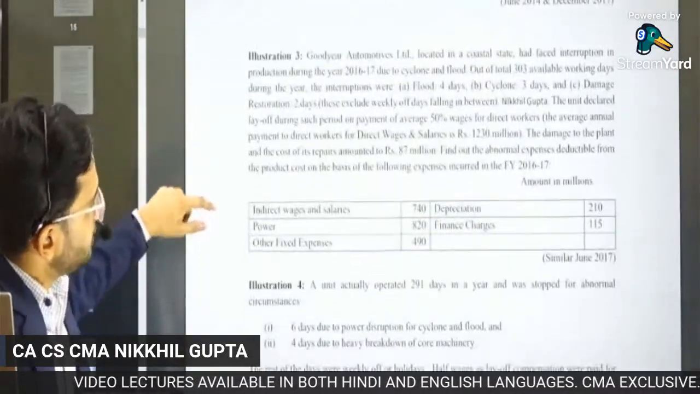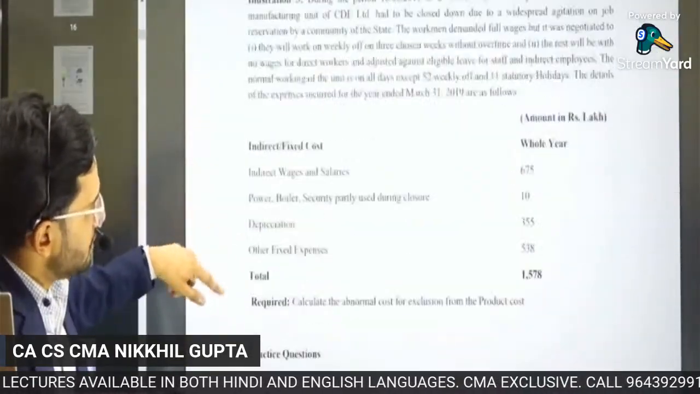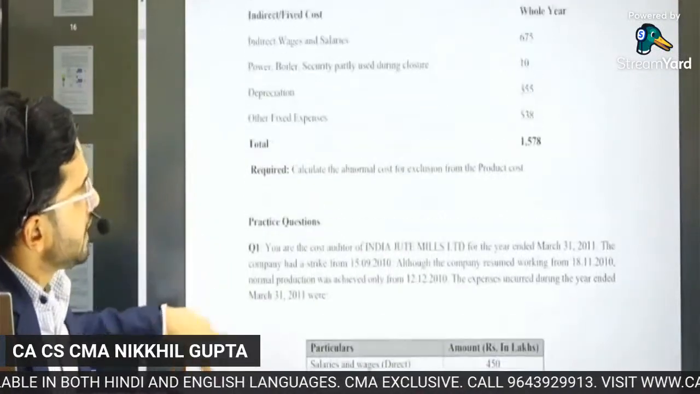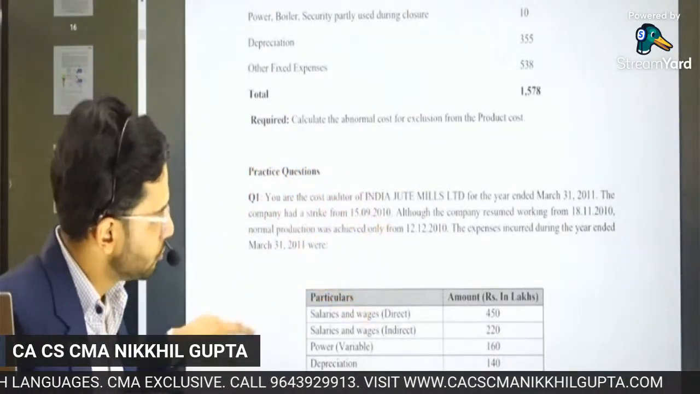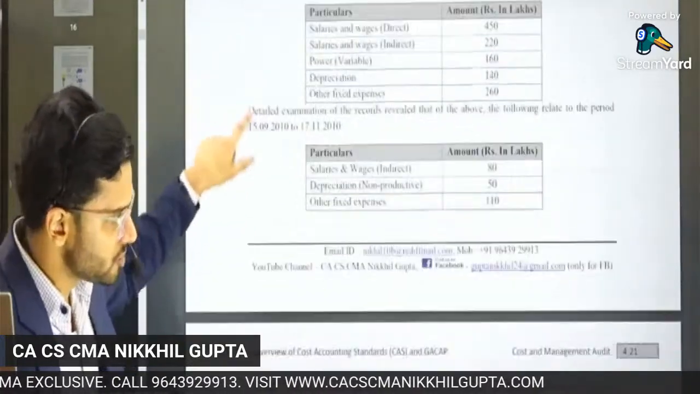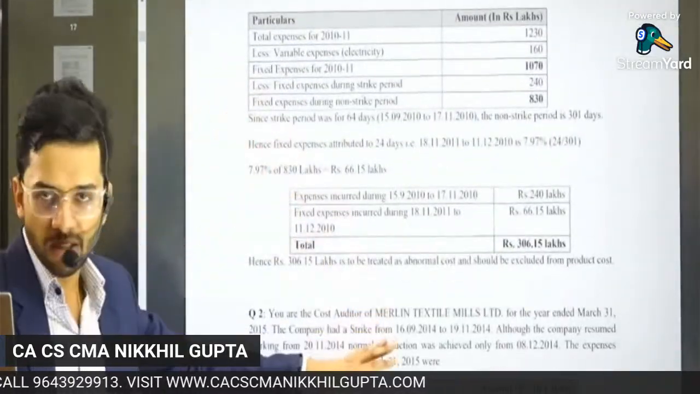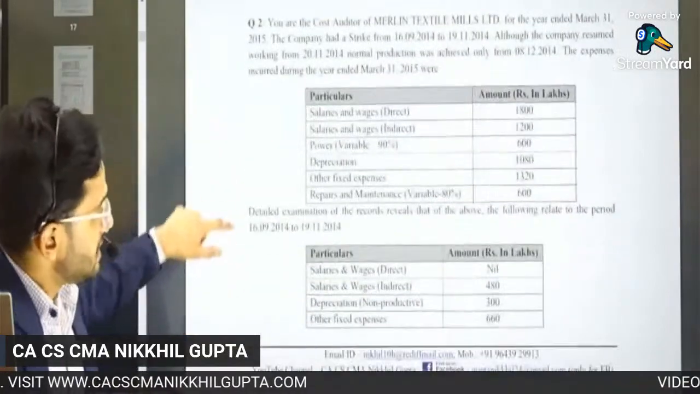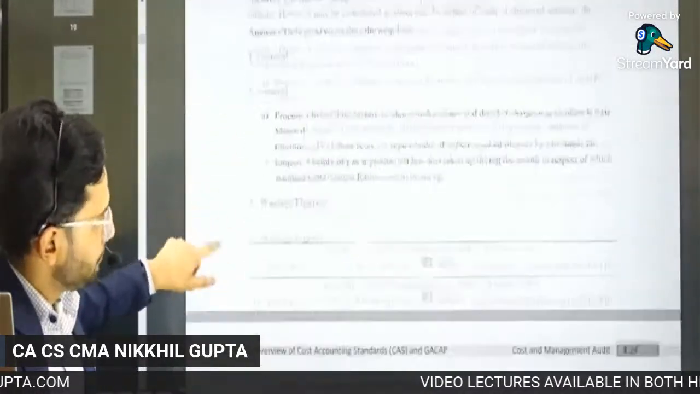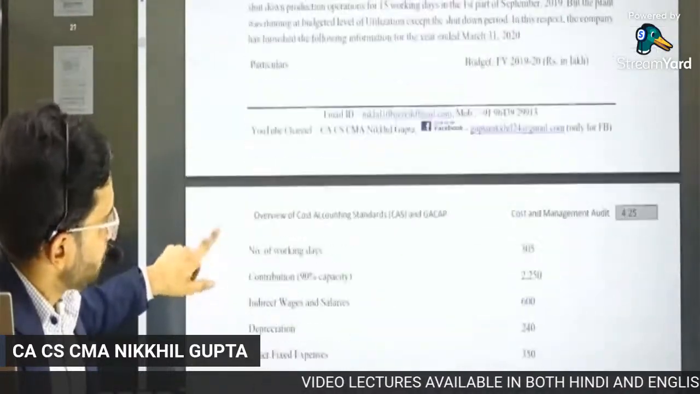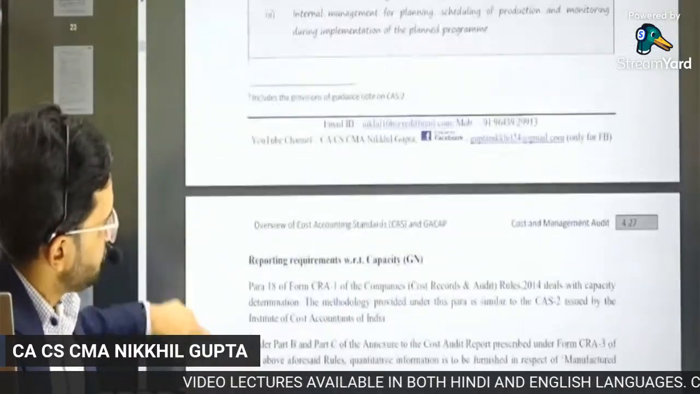Again, these are the various questions on the calculation of abnormal cost which have been given in your study mat. And what I've done is I've accumulated all the past examination questions on abnormal cost in my study mat, so that you can revise as many questions as possible, because practicing these questions is the key in the examination. If you don't practice them, then you will be at a loss for sure.